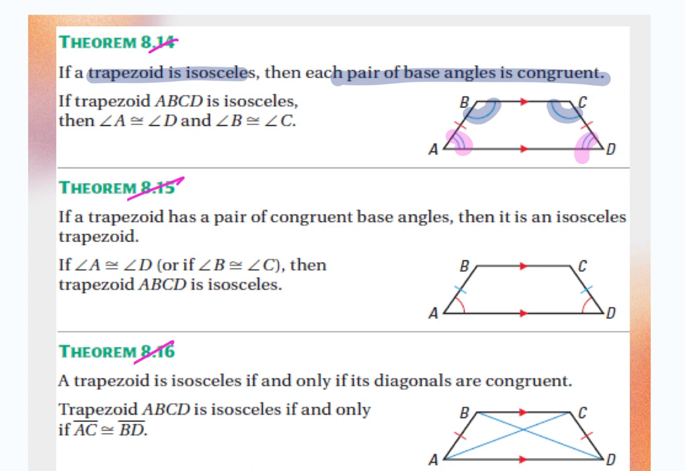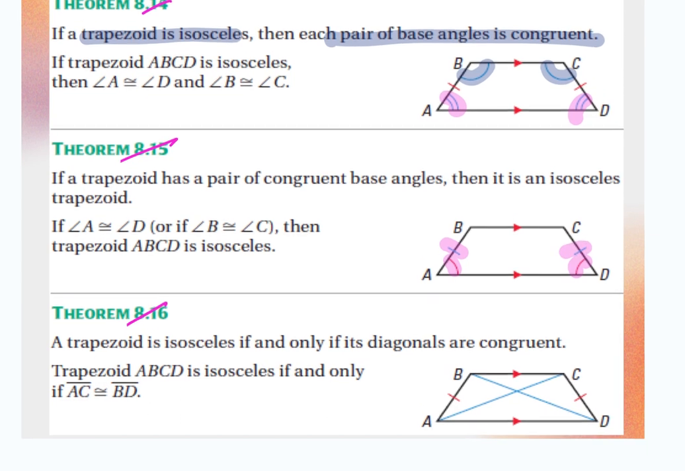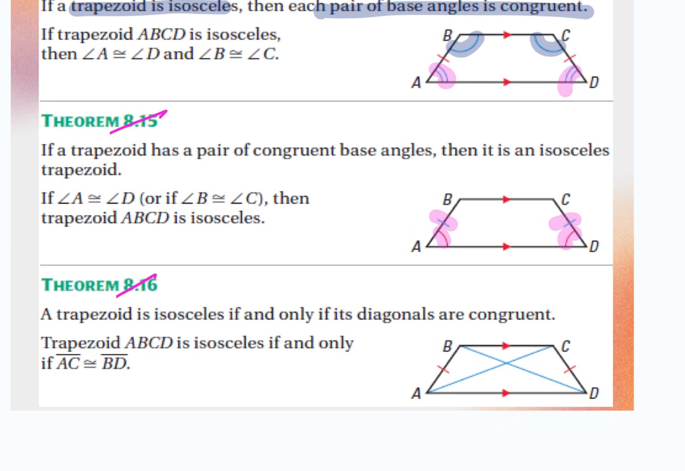Again, ignoring these. The next one is that if it has a pair of congruent base angles, then it's isosceles. So if I know these are congruent, then I can determine that it's isosceles, so it's the converse. And the last one is the diagonals are congruent. So like a rectangle, the diagonals on an isosceles trapezoid, not any trapezoid, but an isosceles trapezoid, are congruent.